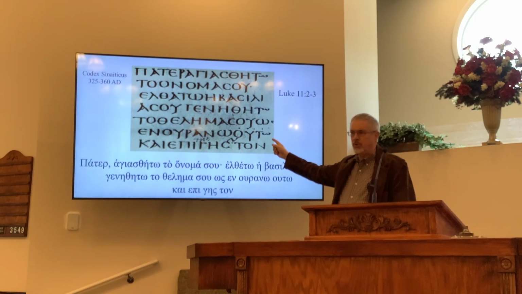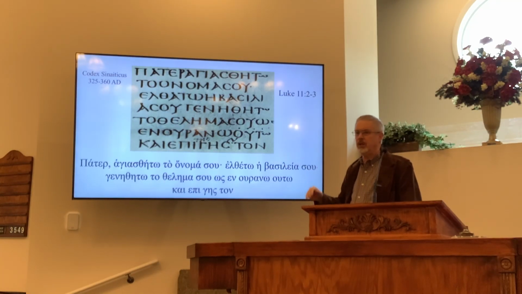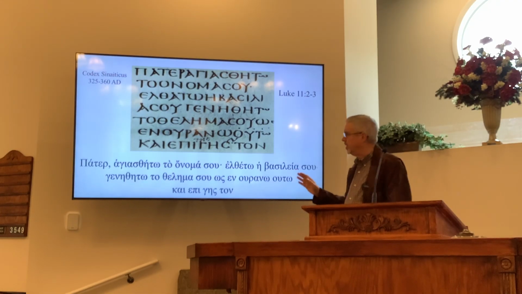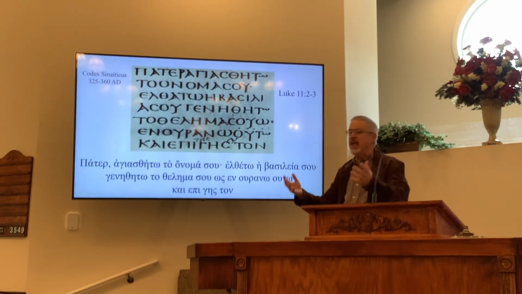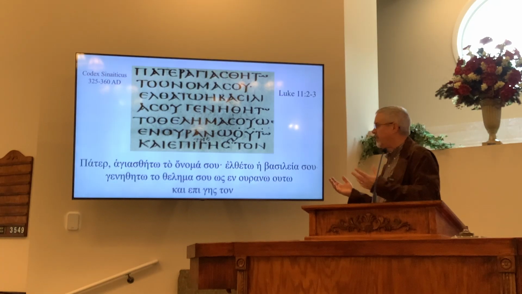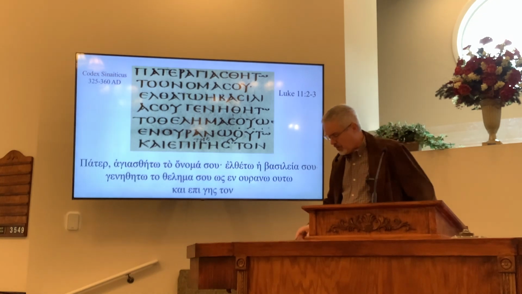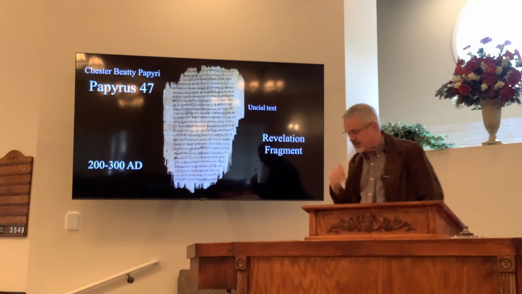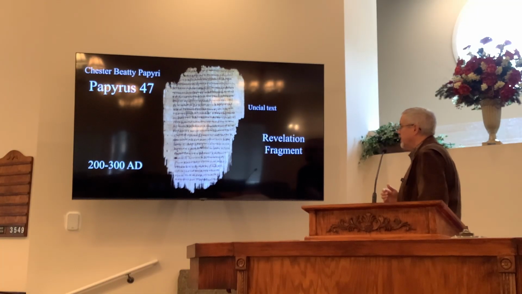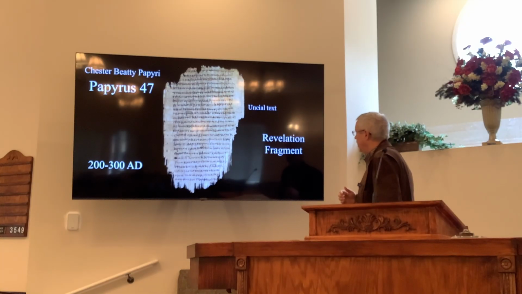There is no ancient book in the world that has as many copies as the Bible, bar none. Not even close. The writings of Homer, not even close. Name whatever ancient book, whatever ancient text, you will not find more copies than are available concerning the Bible. Now, I just want to show you, this is a fragment. This is called the Chester Beatty Papyri, and it's Papyrus 47. Once again, an unsealed text. And this is a Revelation fragment.